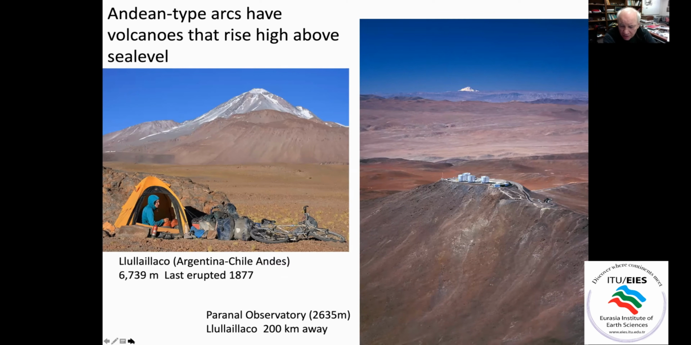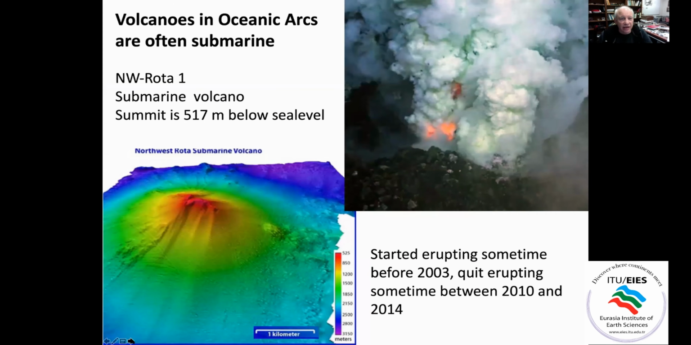And then these are very nice places to put observatories, especially the extinct volcanoes, because you can get so high up and see through the clear sky. That same volcano you can see off in the distance there on the right. On the other hand, in oceanic arcs, these are often submarine.